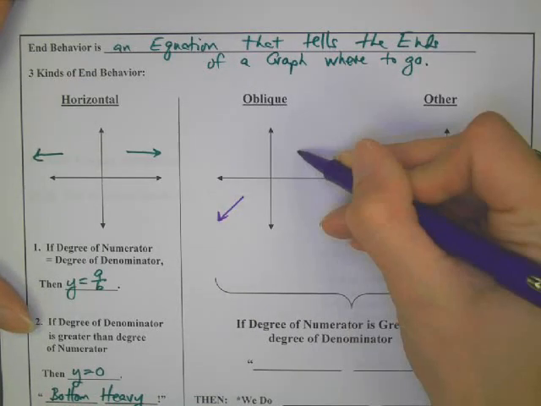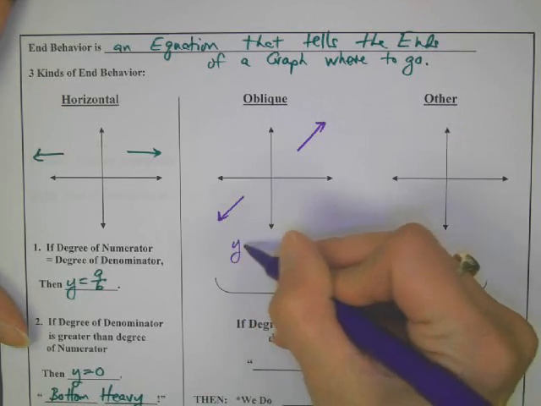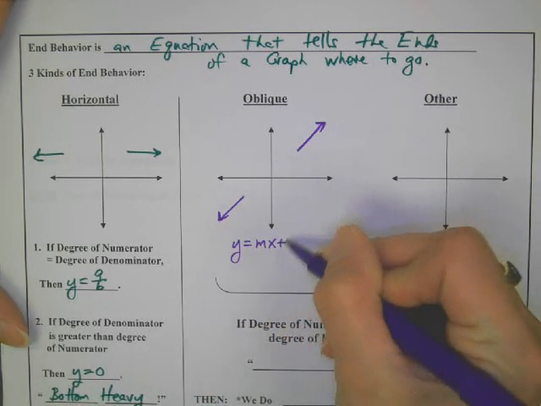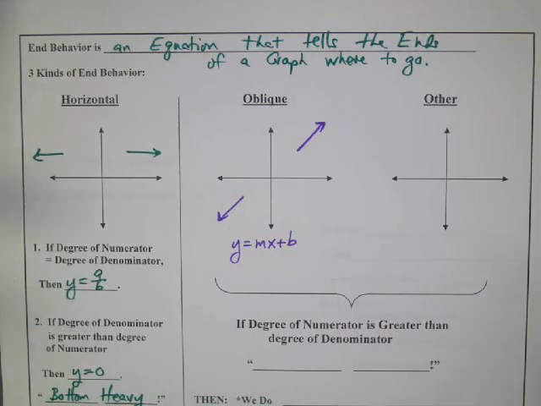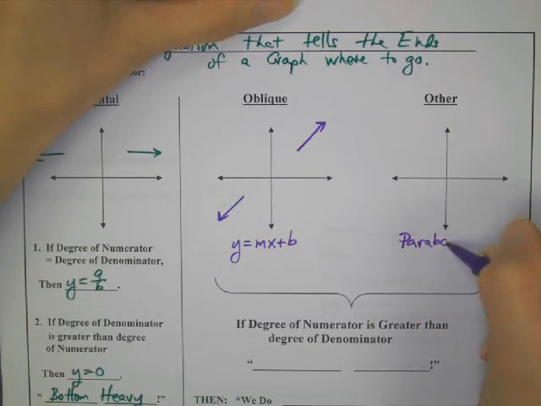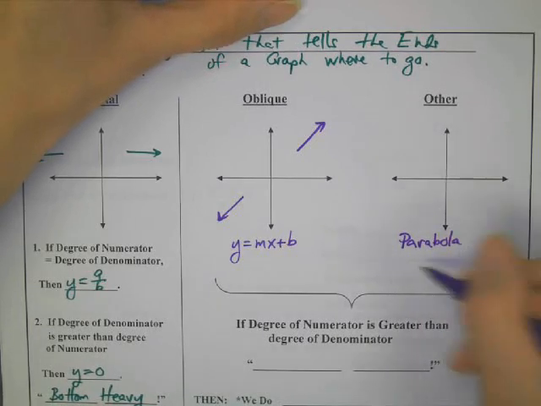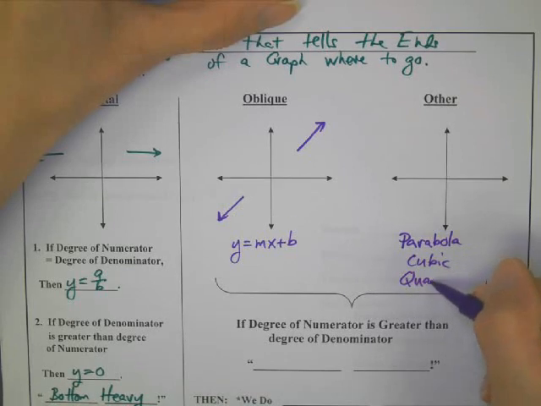So if the ends are going like this, then they're going to be following an equation something like y equals mx plus b. Okay, oblique is only for diagonal lines. Other is going to be pretty much anything else. Other could be maybe they follow the equation of a parabola. Or maybe the ends go like a cubic, or maybe the ends go like a quartic.